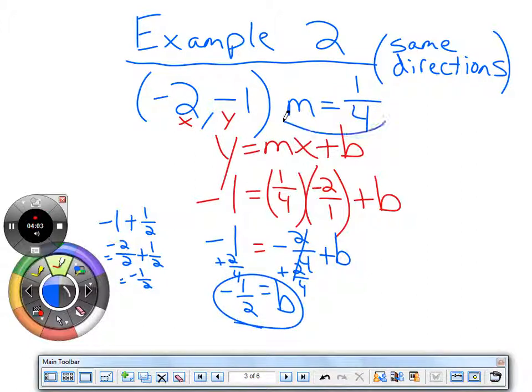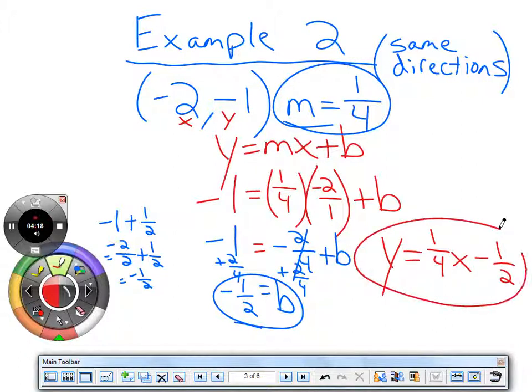We already knew the slope, so now we can write the equation. The equation is y equals the slope, which is 1/4 x, and then the b, which is -1/2. If you want to say plus a -1/2, you can, but it's awkward. So just say -1/2. All right.